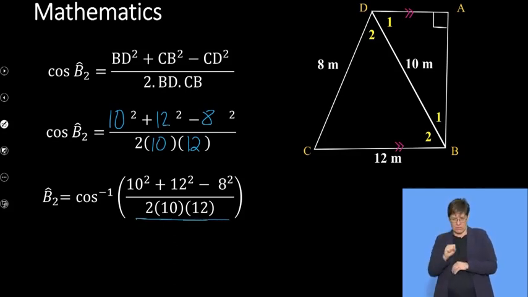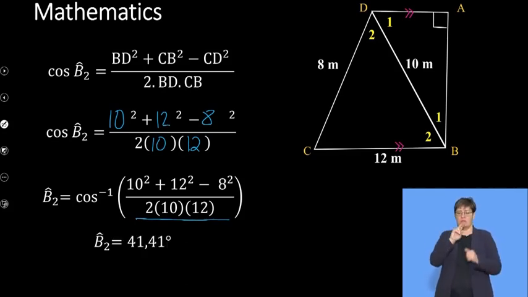I think you're comfortable with that, so let me just give you the answer. You're going to end up with B2 is equal to 41,41 degrees. So this angle here is going to be 41,41 degrees.